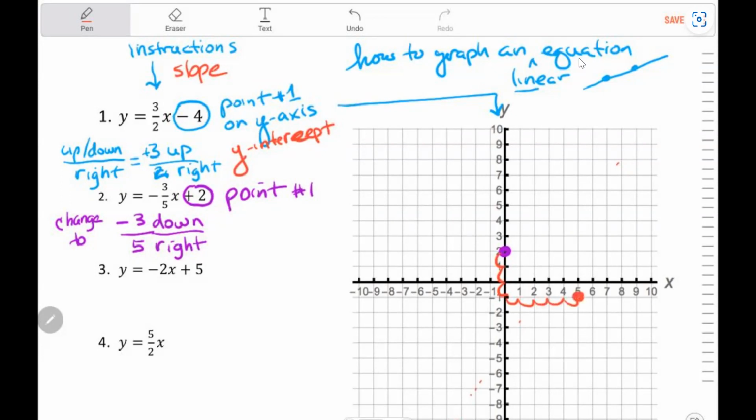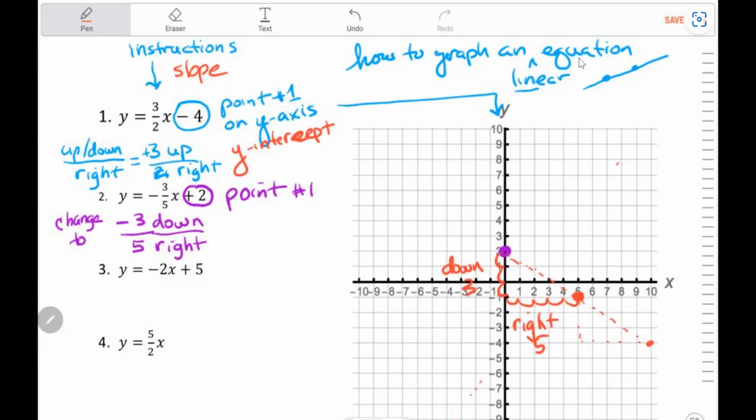And there we are right there. So let's look at that again. I went down 3 and I went right 5. And now if I did that again, 1, 2, 3, 1, 2, 3, 4, 5. So notice there's our slope of our line. And it keeps going like that.